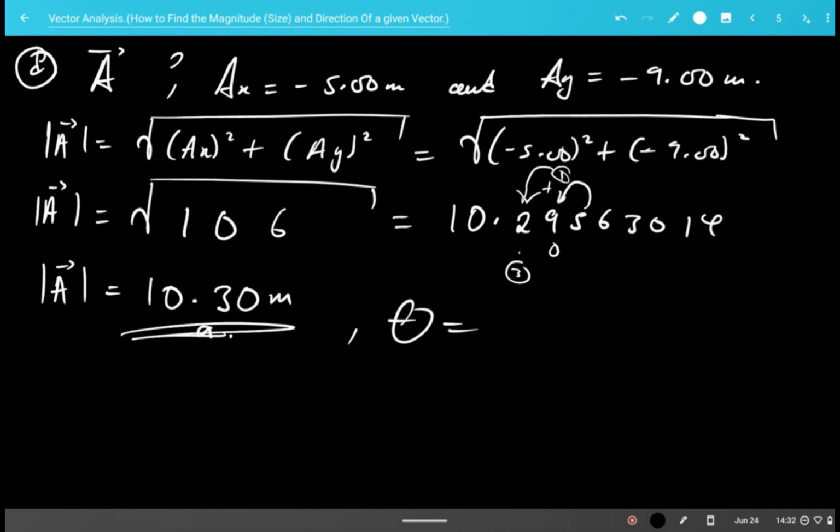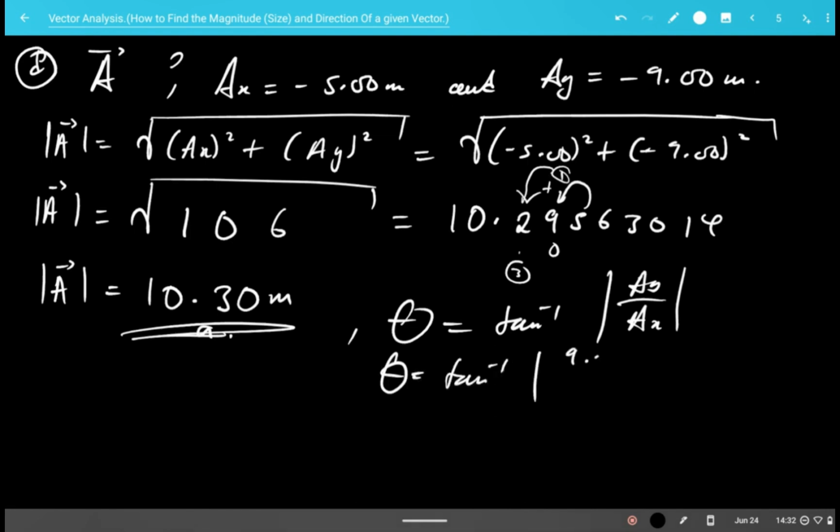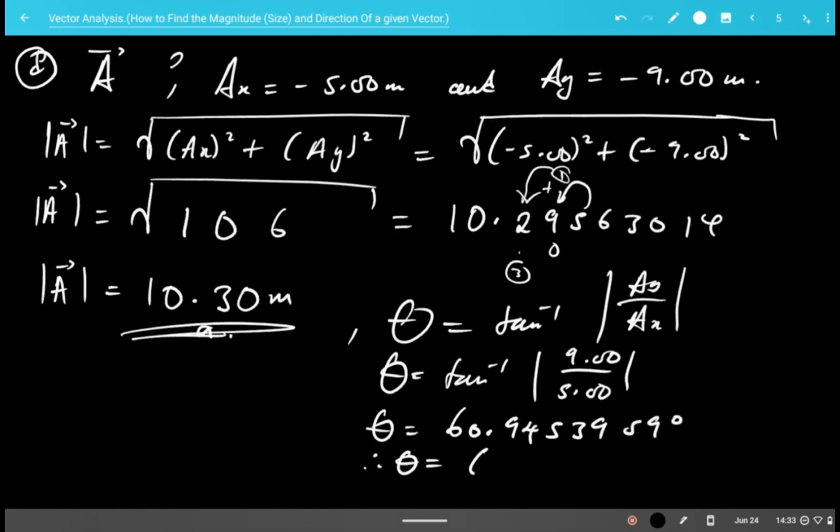Now I have to find my direction. So theta is equal to tan inverse of Ay over Ax. So theta is equal to the tan inverse of Ay, which is 9.00, over Ax, which is 5.00, like that. So theta is equivalent to 60.945395 degrees. Round it off to 2 decimal places, you get something like 60.95 degrees.